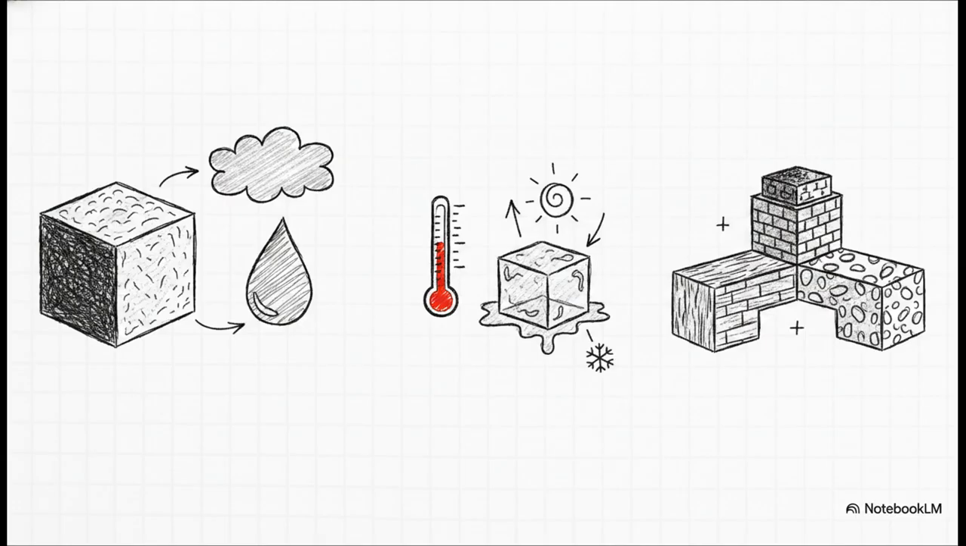Students are going to describe and classify samples of matter as solids, liquids, or gases. They'll also predict and observe how matter actually changes states when heating or cooling is applied. And finally, they'll look at how we can combine different materials to create or modify objects, and then they have to justify why they pick those specific materials based on their physical properties.